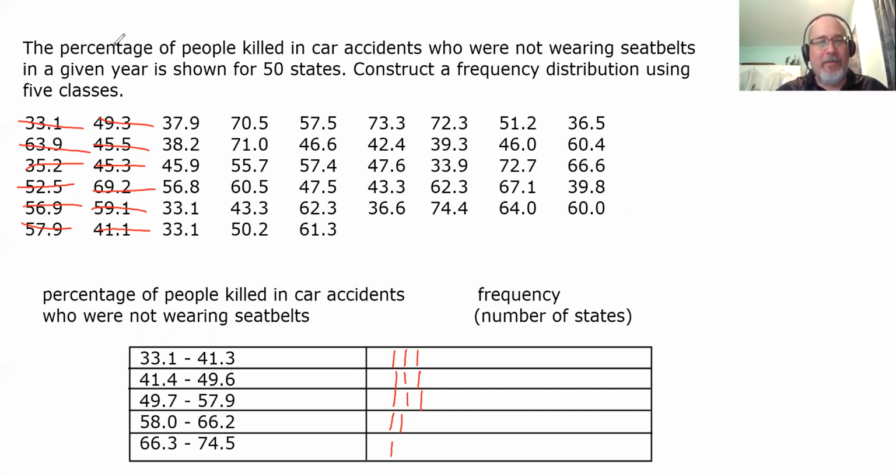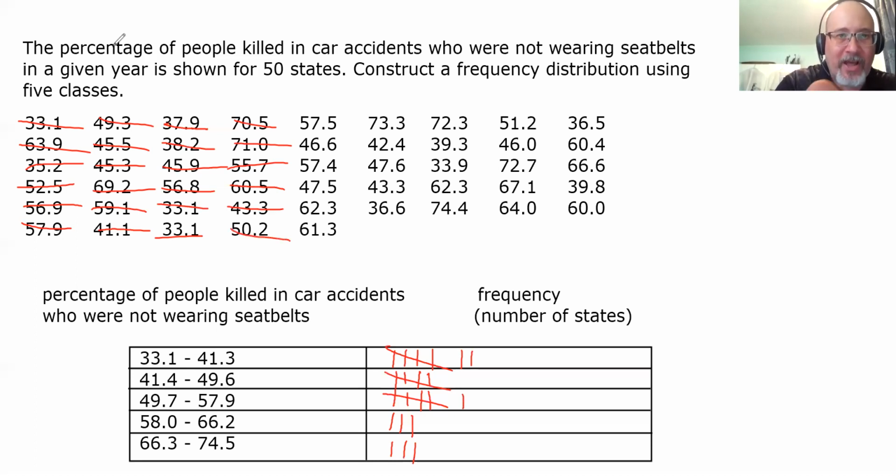I'm going to pause the video. Actually, I'm just going to process them. I want you to watch this. 37.9 falls in the first class. 38.2 is in the first class. 5 tally marks, you put a slash through them. 45.9 falls in the second class. 56.8 falls in the third class. 33.1, which shows up twice, both fall in the first class. 70.5 and 71.0 fall in the last class. 55.7 is in the third class. 60.5 is in the fourth class. 43.3 is in the second class. 50.2 is in the third class.